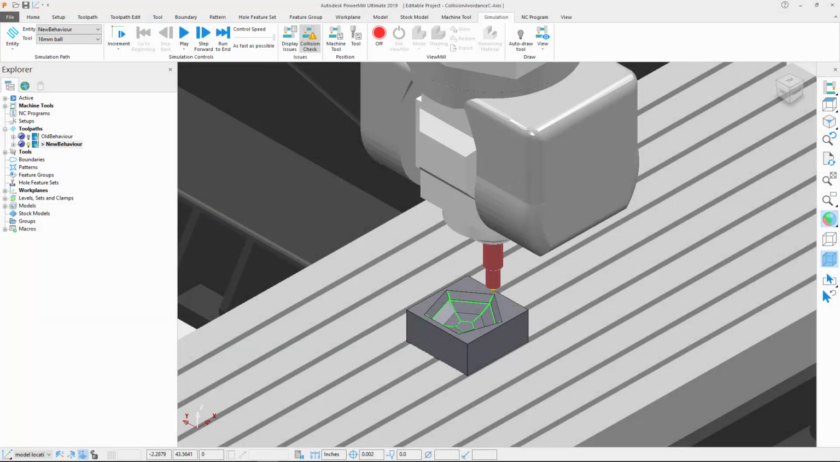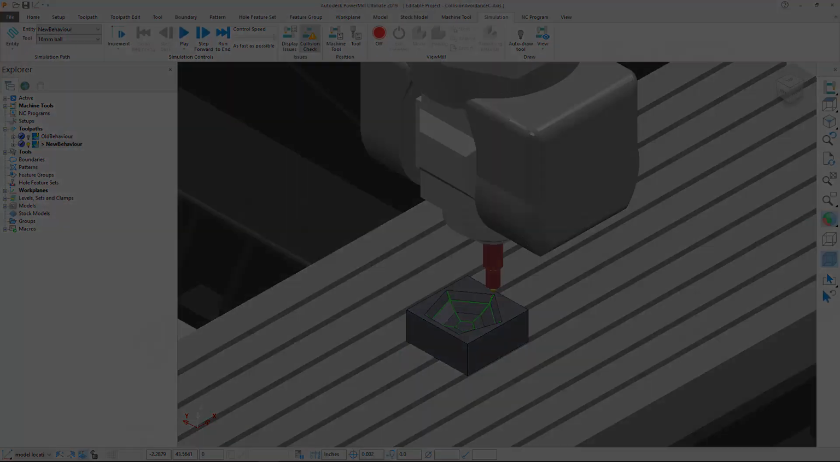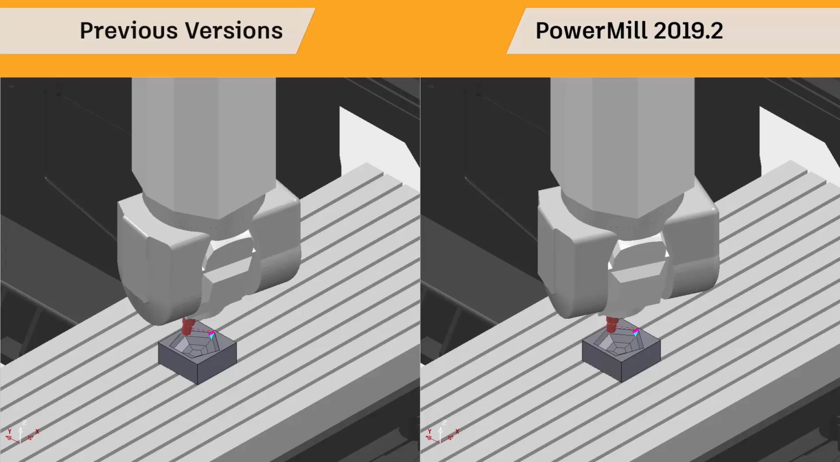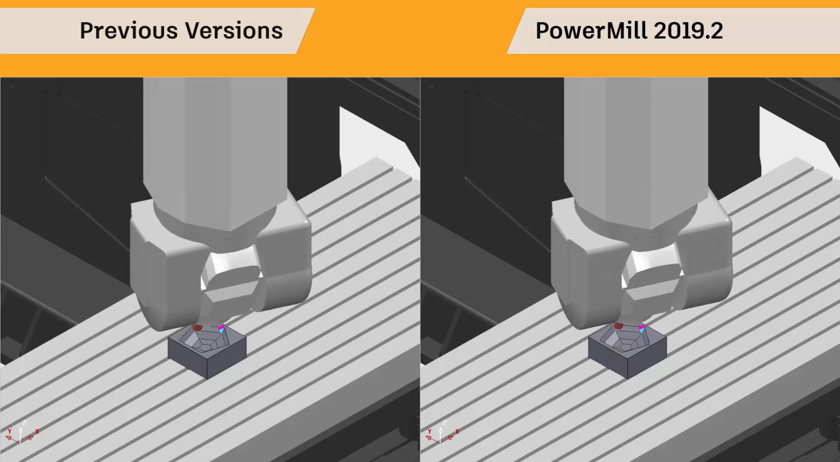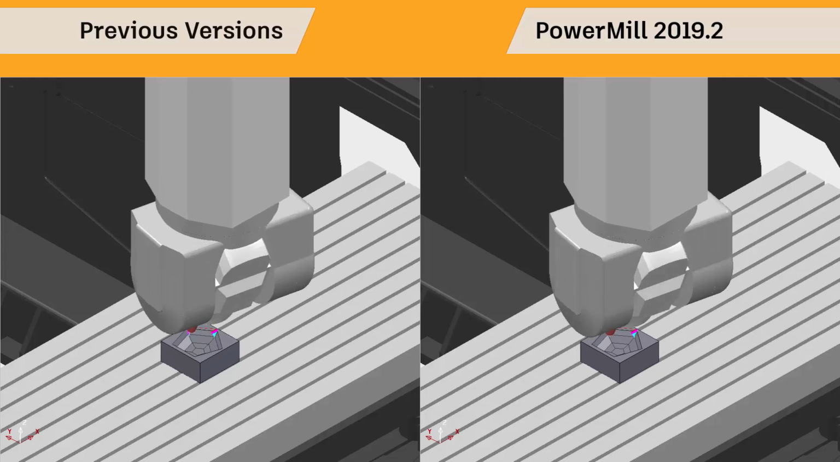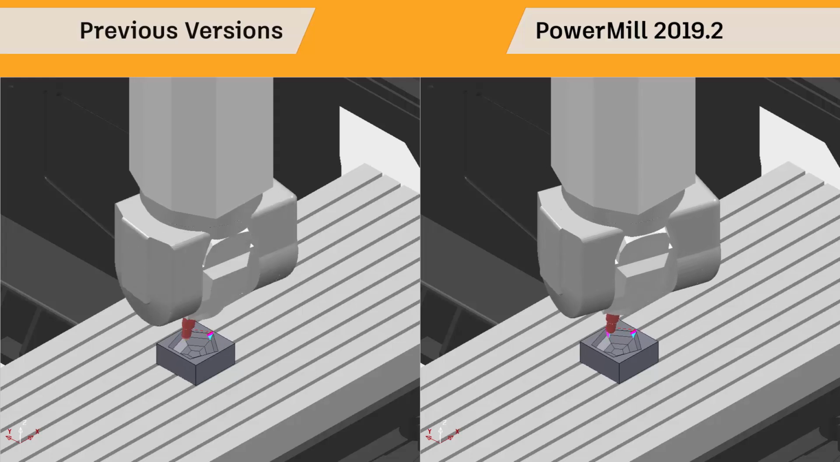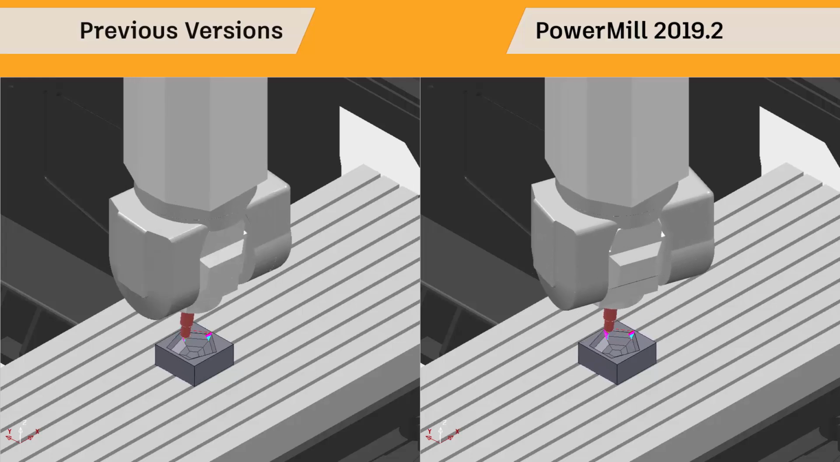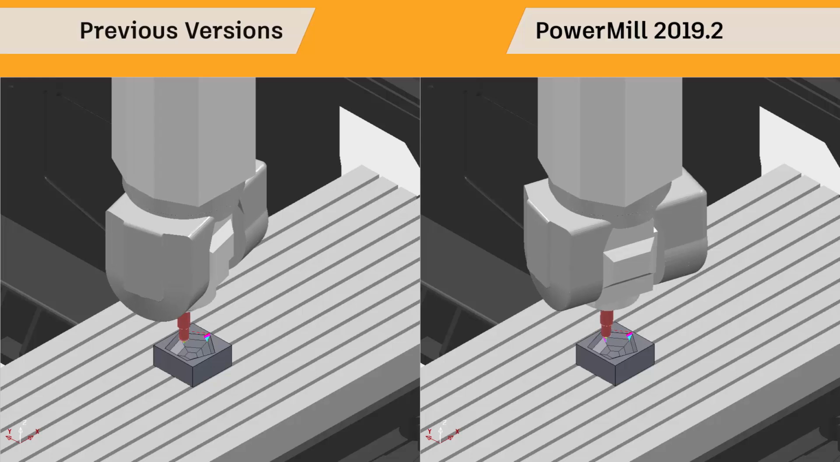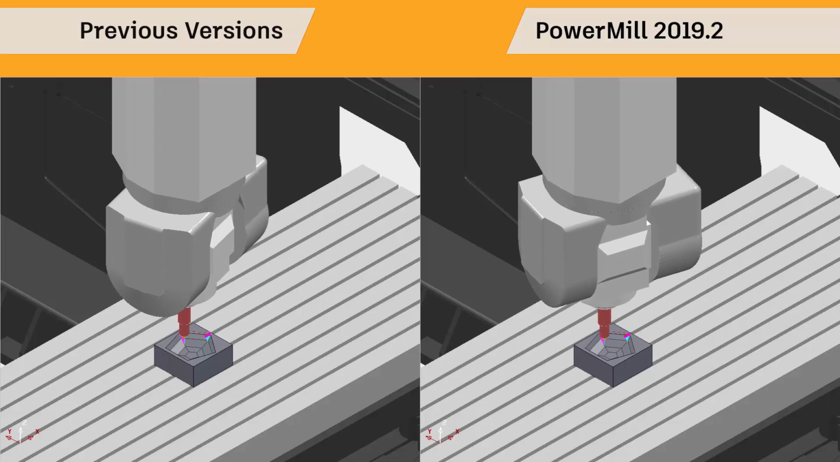Let's now look at the improvement made to the stability of machine motion when avoiding collisions. Once again, on the left-hand side of my screen, I'm simulating a toolpath in 2019.0, while on the right-hand side of my screen, I have the same toolpath being simulated in Powermill 2019.2. It is clear how the machine movement is smoother and much less erratic with the new algorithm. This will result in a much better surface finish on my part, as well as reducing machining time, as the machine is able to maintain the program feed rate more easily.